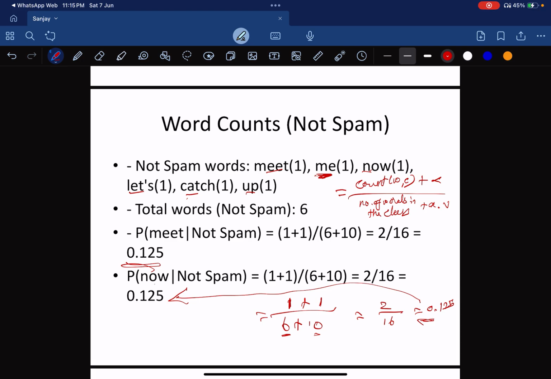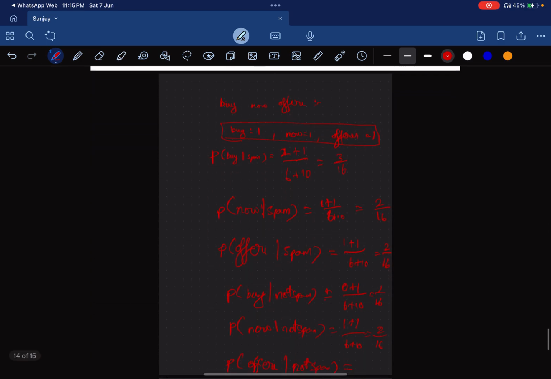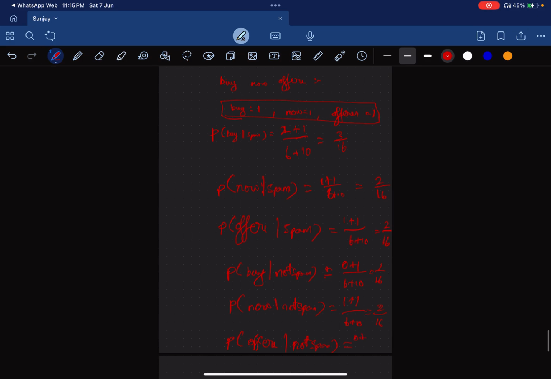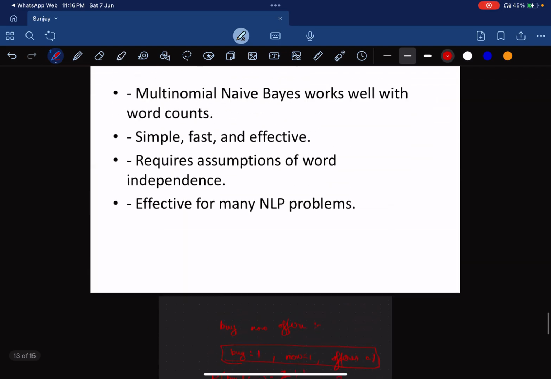No, there is no "offer" occurring in this class, right? So it's 0. 0 plus 1 and 6 plus 10 equal to 1 by 16. So these are the probabilities: 3 by 16, 3 by 16, 2 by 16, 2 by 16.